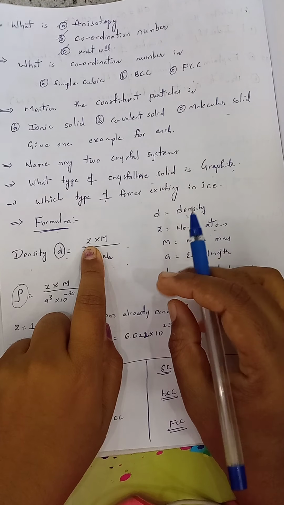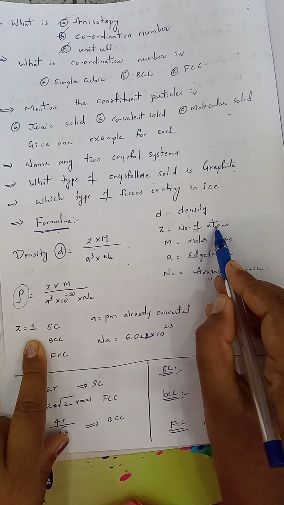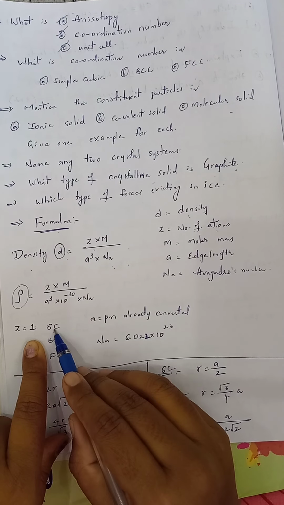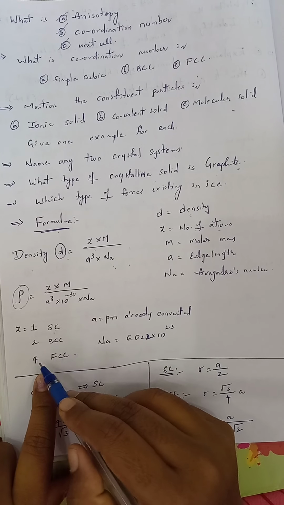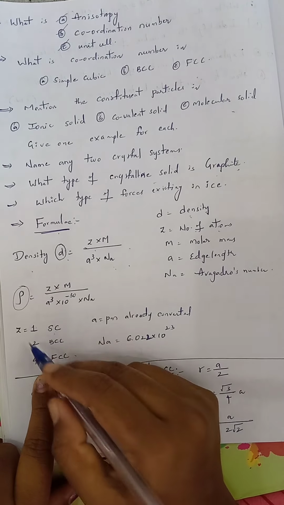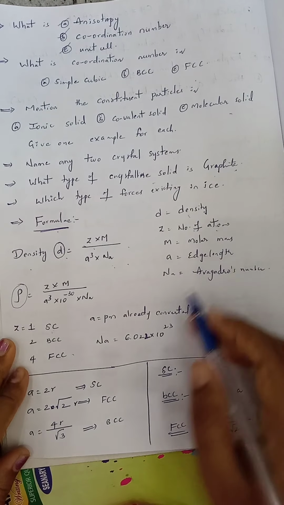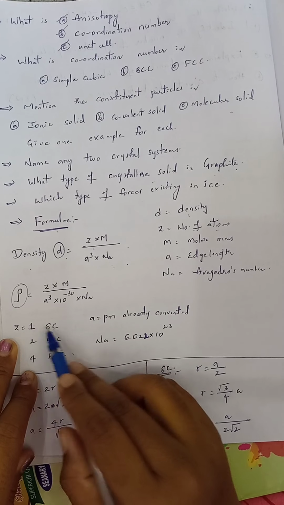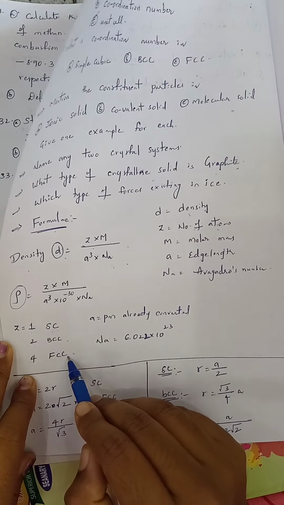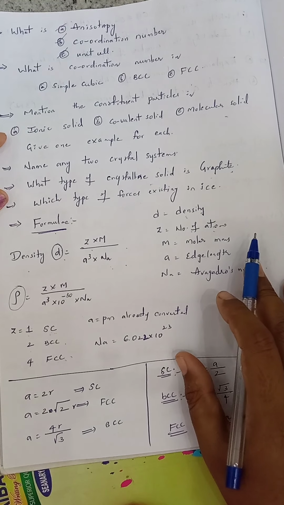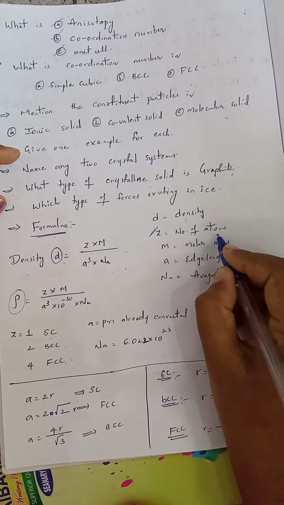So for simple cubic cell, that Z value is 1. Z is nothing but number of atoms. Number of atoms in simple cubic cell is 1. For BCC it is 2. For FCC it is 4. This you want to remember while calculating problems based on density. Z value for SC is 1, Z value for BCC is 2, Z value for FCC is 4. So this you want to remember. Z is nothing but number of atoms per unit cell.